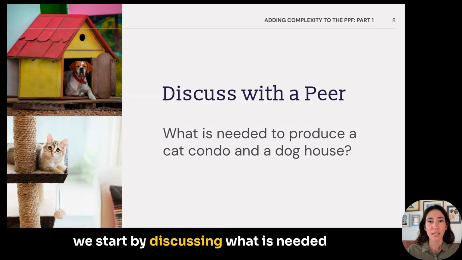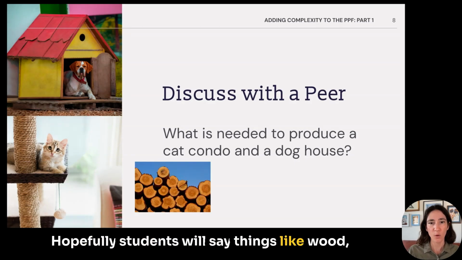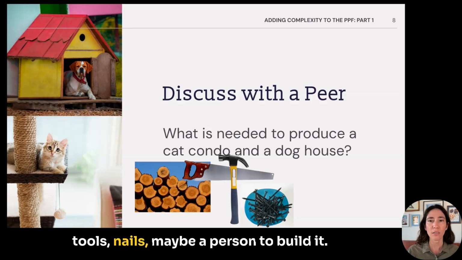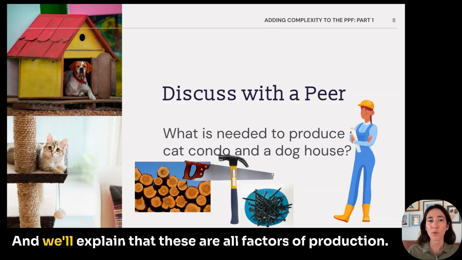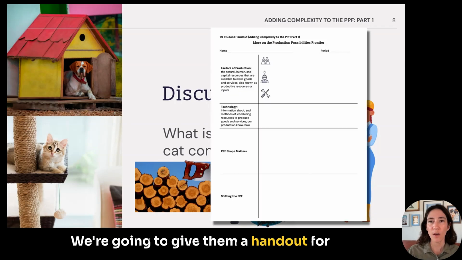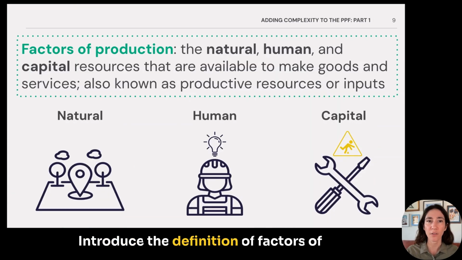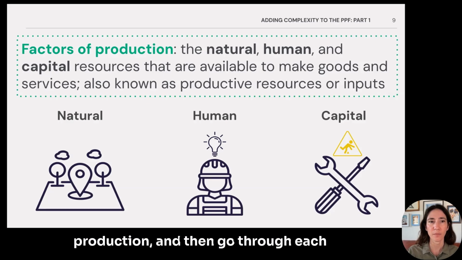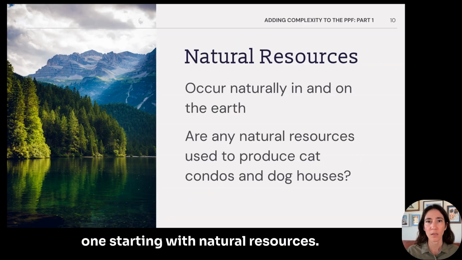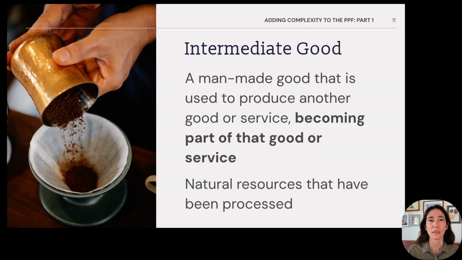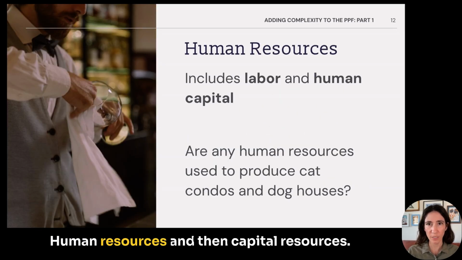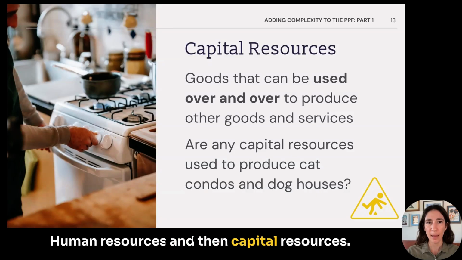We start by discussing what is needed to produce a cat condo or a doghouse. Hopefully students will say things like wood, tools, nails, maybe a person to build it, and we'll explain that these are all factors of production. We're going to give them a handout for them to take notes throughout this lesson, introduce the definition of factors of production, and then go through each one, starting with natural resources. Then we go into intermediate good and introduce that, human resources, and then capital resources.